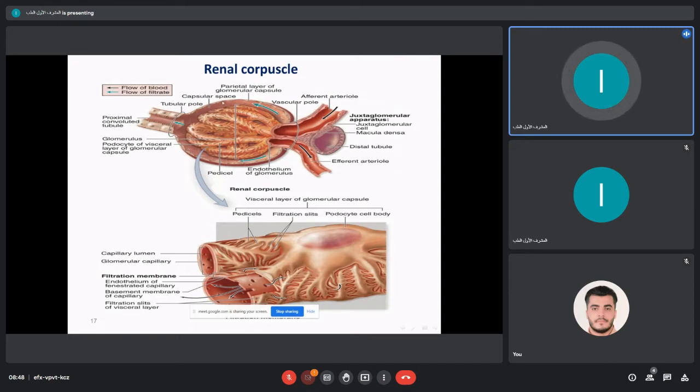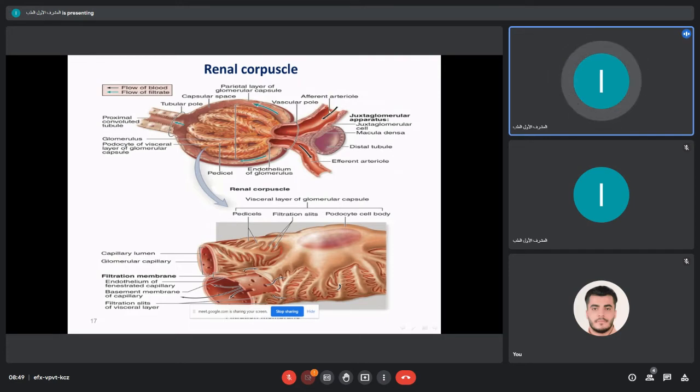This special double-walled structure, the capsule, has a parietal layer, which is the outer layer here, lined by simple squamous epithelium, and a visceral layer, or deeper layer here, which closely envelops the network of capillaries. These stellate-shaped cells are the visceral epithelial cells of the Bowman capsule, and they are called podocytes. They are a special type of cell and represent the visceral layer of the glomerular capsule.